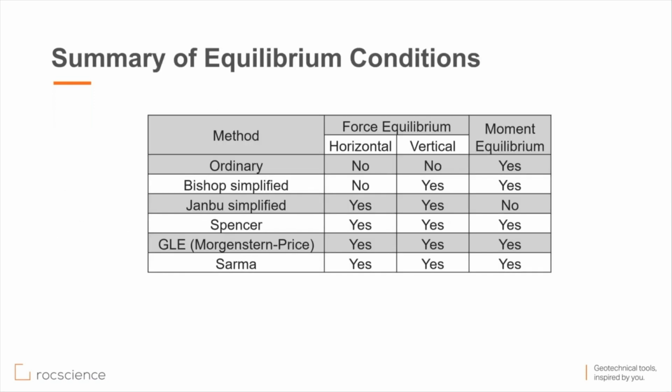So just a summary of these static equations. One, the ordinary method does not satisfy horizontal or vertical equilibrium, but moment. Bishop, not horizontal, but vertical and moment. And down we go the list. The ones that satisfy full equilibrium are Spencer, GLE, Morgenstern-Price, and Sarma.